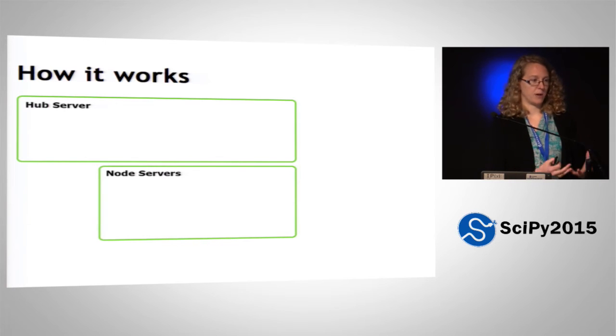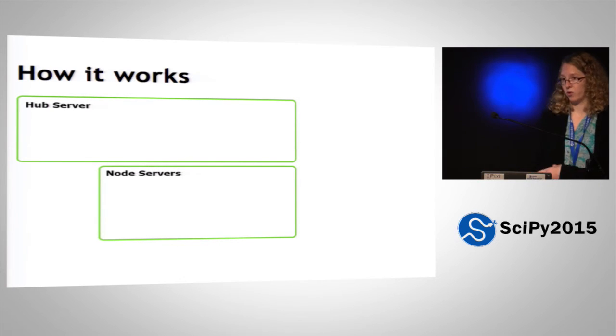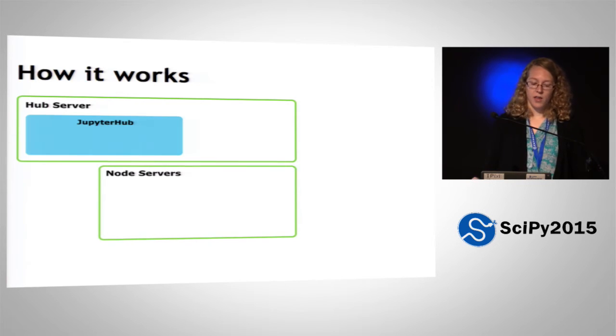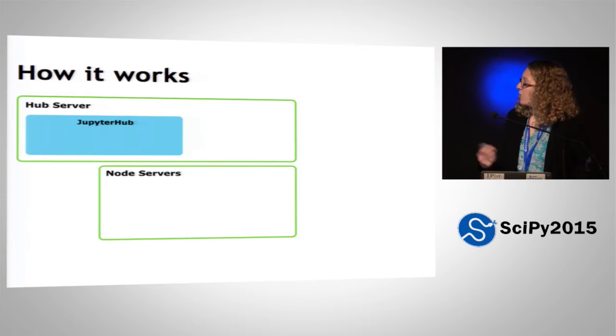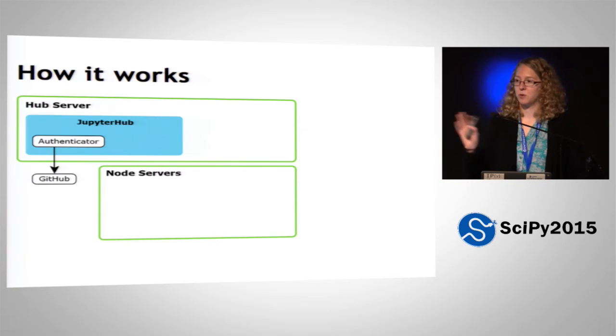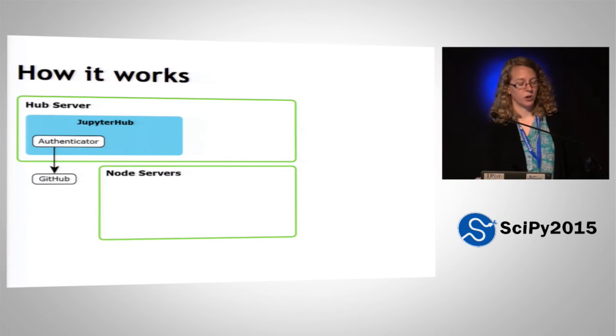A very high-level overview of how this actually works is that we have two types of servers. One is the hub server, which is the main server. And then we have a whole bunch of node servers. When we did this, we had 7 node servers. The user comes to compmodels.tempnb.org. They first encounter JupyterHub, which has 2 components. The first is the authenticator, which goes and talks to GitHub and says, is this person who they say they are? And GitHub says yes or no.